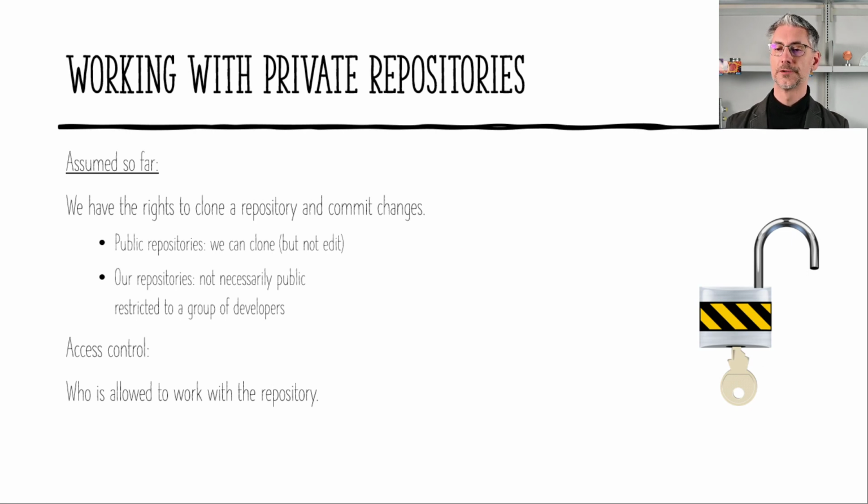So far, we've just assumed that we have the rights to clone a repository and commit changes. This is the case for public repositories that we can clone but not edit, and our own repositories, but they are not necessarily public. We may want to restrict this to a group of developers, so we need to think about access control. That means who is allowed to work with a repository.